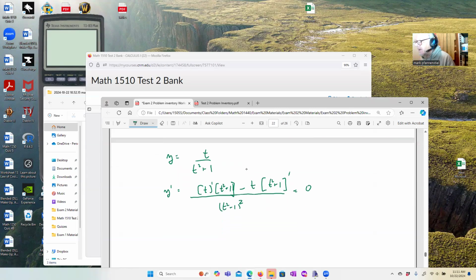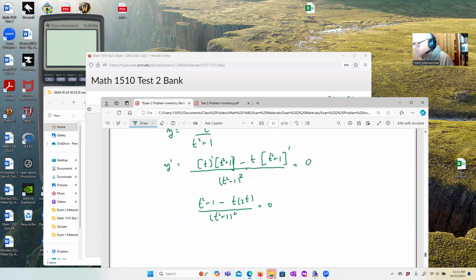Let's go ahead and deal with our quotient rule. The derivative of t is just 1, so we have 1 times t squared plus 1, and then minus t times 2t, taking the derivative of this piece right here, and then divided by t squared plus 1 all squared. Set it equal to 0.